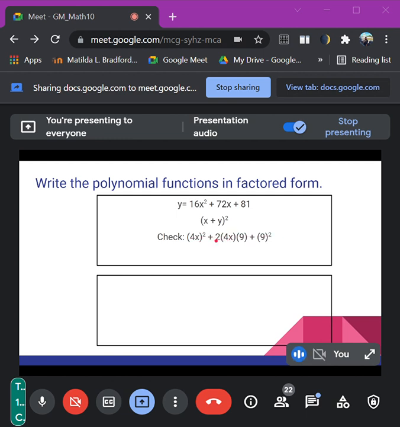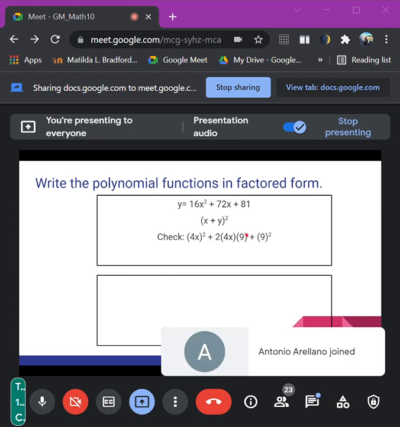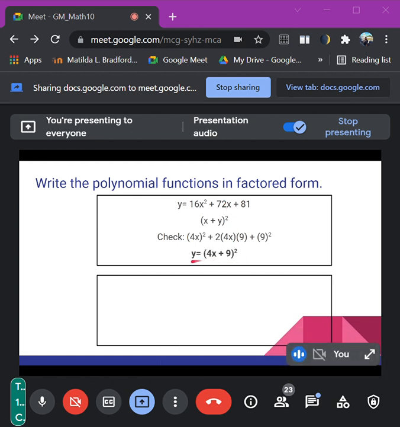So let's check if the middle term is correct. 2 times 4, that is 8, times 9, that is 72x. So it's correct. Meaning to say, you can write your factored form as 4x plus 9 squared. It's okay if you don't check, I just showed it. If you know which pattern to use, it's easy to factor. So your answer there is y is equals to 4x plus 9 squared. Questions?